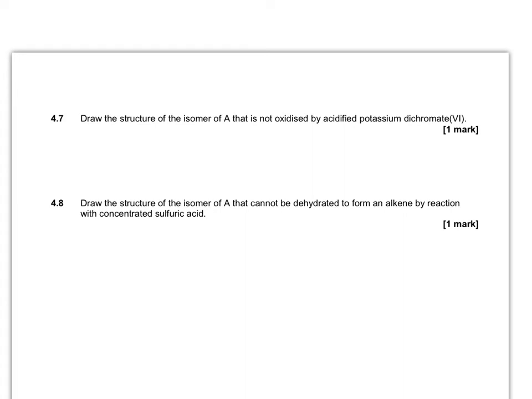Draw the structure of the isomer of A that is not oxidised by acidified potassium dichromate. So we know that tertiary alcohols aren't oxidised easily, so we want to draw the structure of the tertiary alcohol. So a suitable structure would be this one. And you can see the alcohol group is attached to a carbon, which is directly bonded to 3 other carbons.